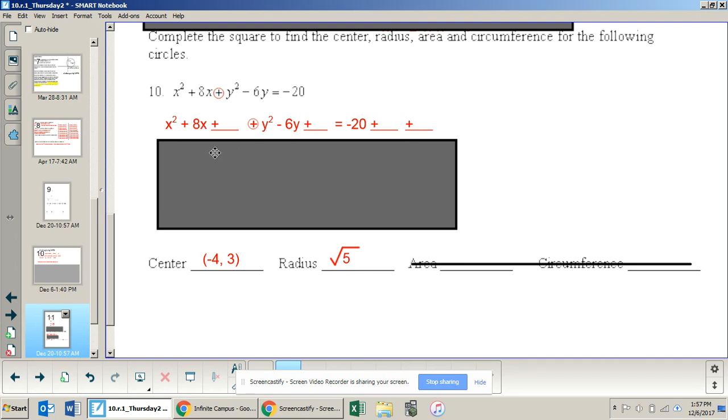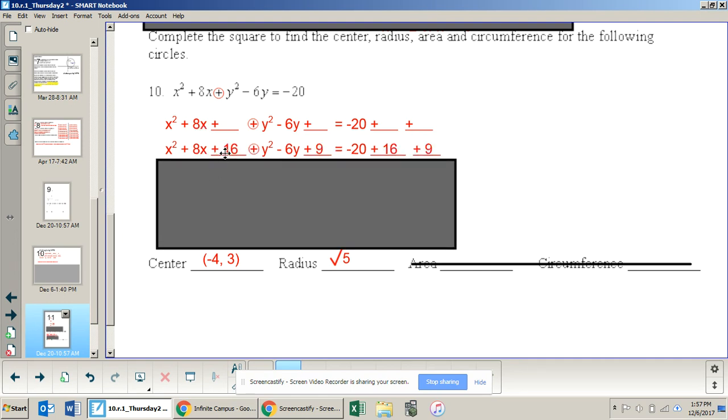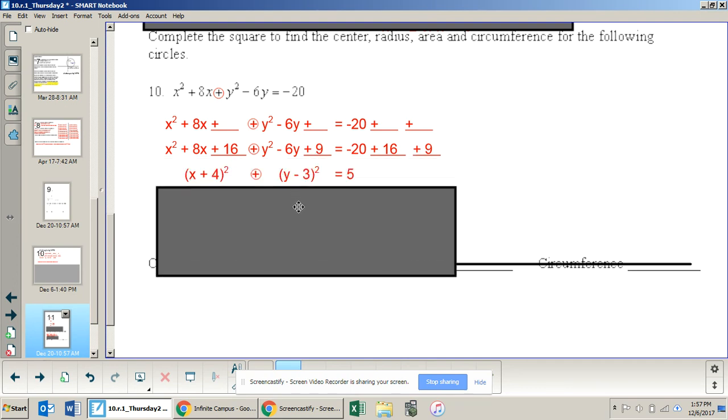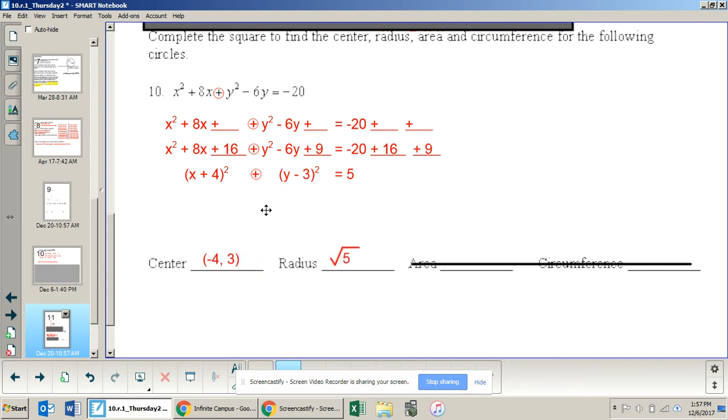The number that completes the square is 16. The number that completes the square here is 9. So we have to add 16 and 9 to both sides. This is now a perfect square trinomial, so it's x plus 4 squared. This is a perfect square trinomial, so it's y minus 3 squared equals 5. So now we know that the center is at negative 4 comma 3 and the radius is the square root of 5.